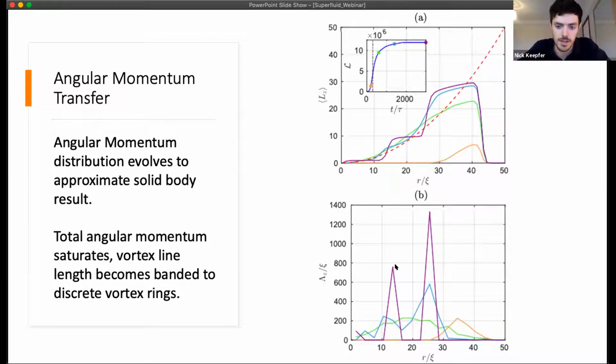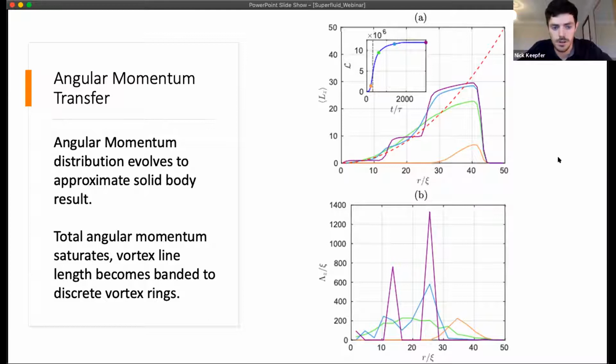So you can see one here. Here's the vortex line density corresponding to it on the bottom plot here. So you see that this starts to approximate the solid body rotation result for angular momentum as you get to the late times. And for a bigger system, we can't reach giant systems here because we're doing 3D modeling, but we've checked in 2D that you get approximately the solid body result.